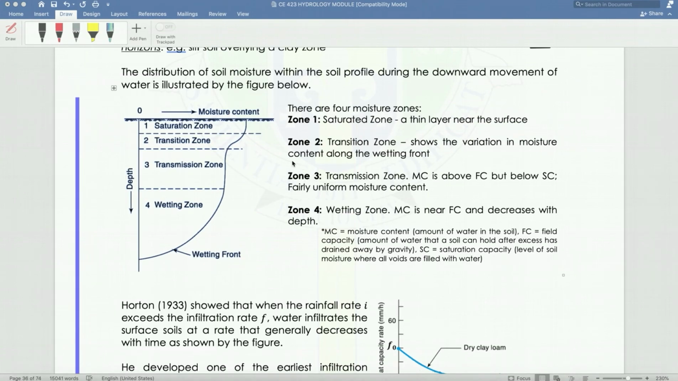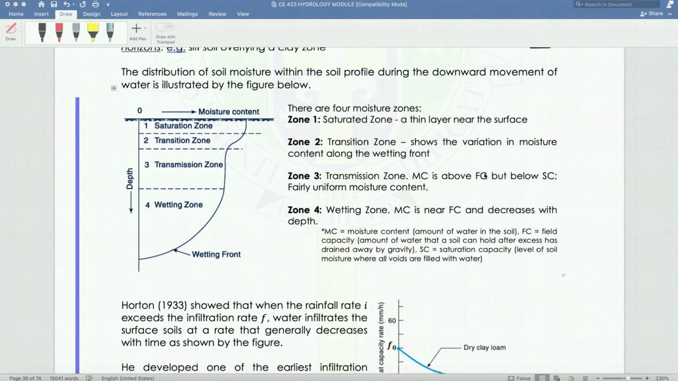Next, we have here zone number 3, the transmission zone. Here, the moisture content, MC, is above the field moisture content but below the saturated content. When we say field capacity, or FC, it is the amount of water that a soil can hold after excess is drained away by gravity.